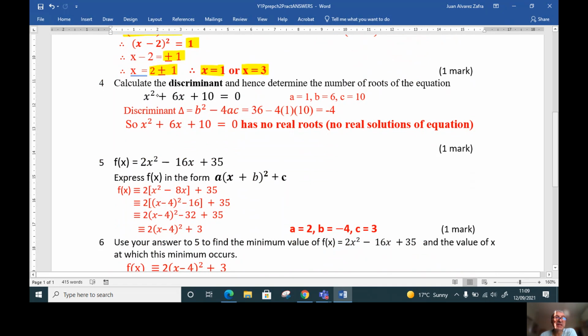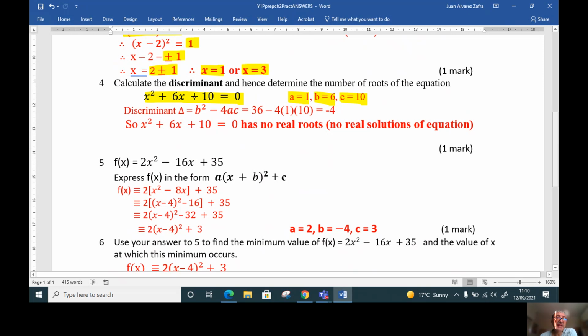And so if we look at this example here, x squared plus 6x plus 10 equals 0, we can see that a is 1, b is 6, and c is 10. And then if we calculate the discriminant, the bit inside the formula that is inside the square root, so that has a symbol of a triangle, that equals b squared minus 4ac. So b is 6, so b squared is 36, minus 4 times a is 1, and c is 10, gives us 36 minus 40 is minus 4.